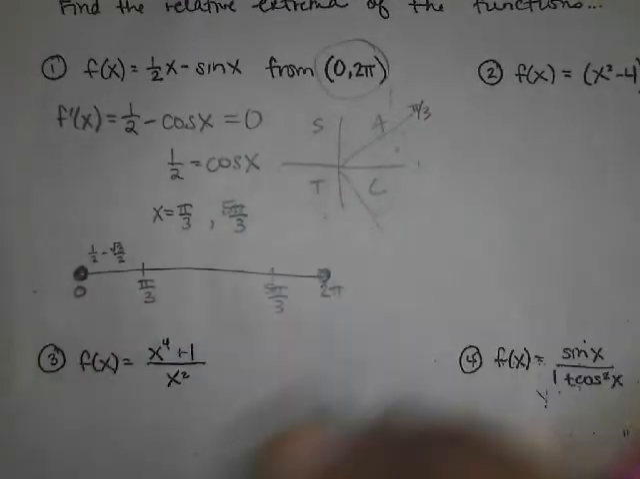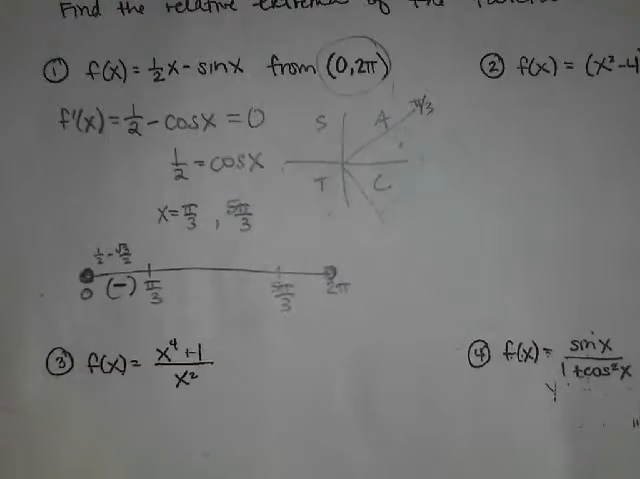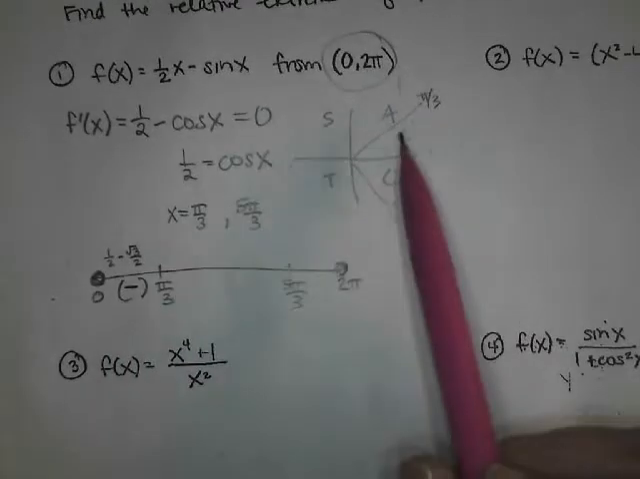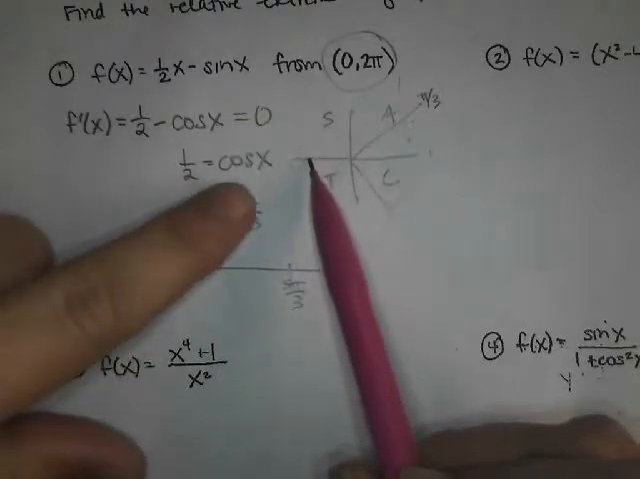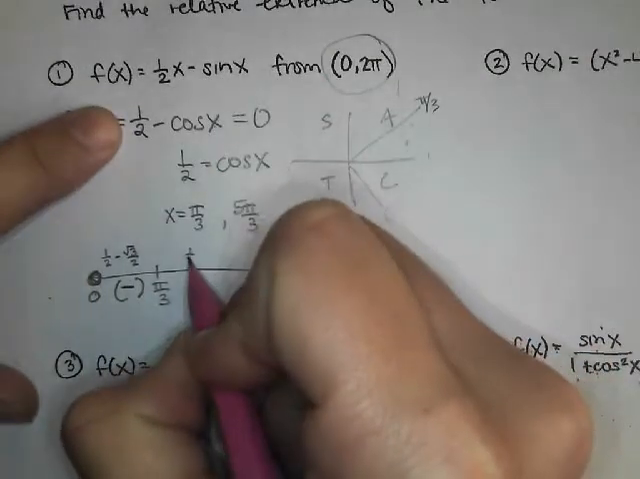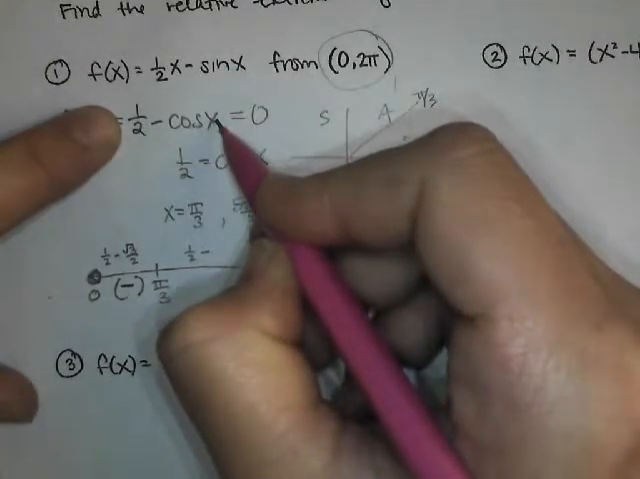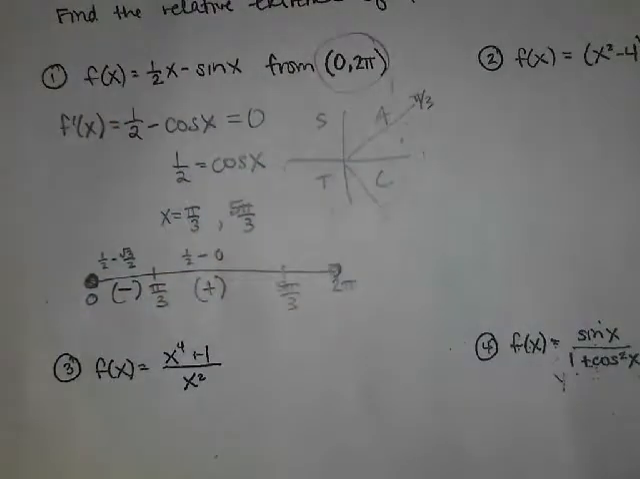What can we nice and easy pick between pi over 3 and 5 pi over 3? Okay. No, pi over 2 is fine. Cosine, 1/2, this will be 1/2 minus, what's the cosine of pi over 2? 0. 1/2 minus 0 is a positive number. And what can we choose between 5 pi over 3 and 2 pi?